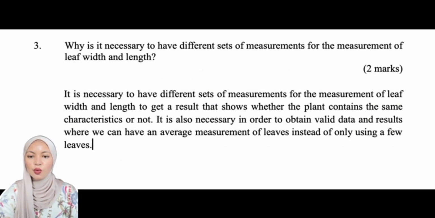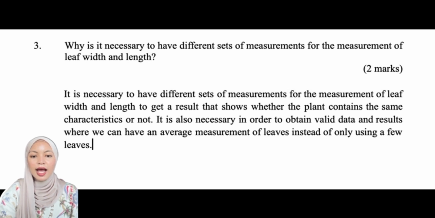The third question is, why is it necessary to have different sets of measurement? For the measurement of leaf width and length, it is necessary to have different sets of measurement to get a result that shows whether the plant contains the same characteristics or not. It is also necessary in order to obtain valid data and results, where we can have an average measurement of leaf instead of only using a few leaves.